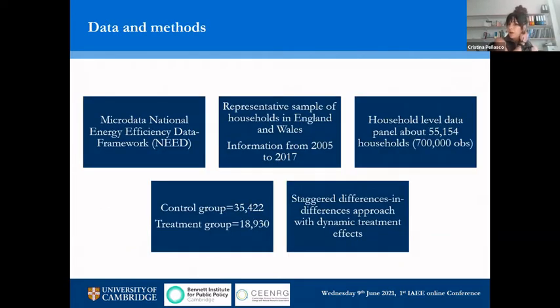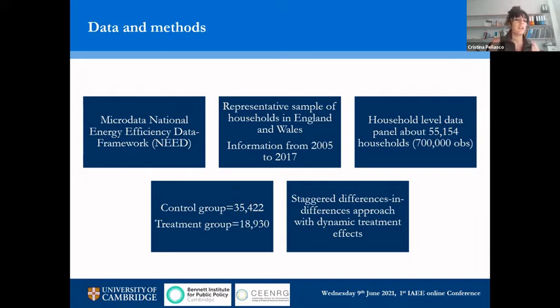Methodologically speaking, we will use a staggered differences approach with dynamic treatment effects. And we analyze with this changes in residential gas consumption before and after the adoption of the energy efficiency measures in an event study design. The analysis includes households' technical energy efficiency interventions subjected to energy efficiency programs in England and Wales between 2005 and 2017, using a panel of more than 55,000 households from the National Energy Efficiency Data Framework of the UK. As I just mentioned, we comprise two different interventions, loft insulation and cavity wall.